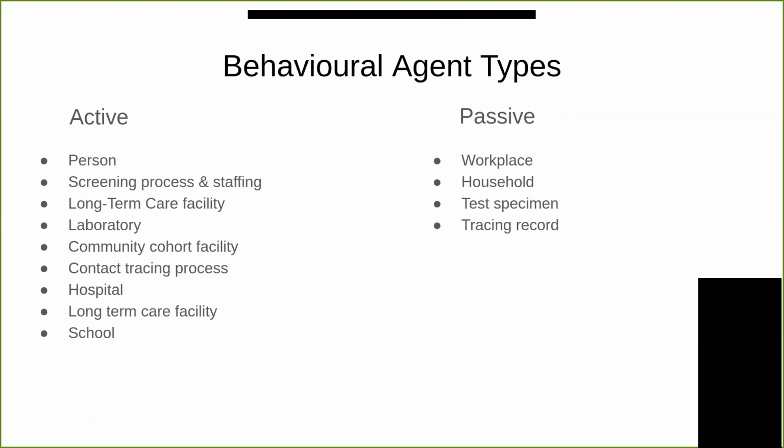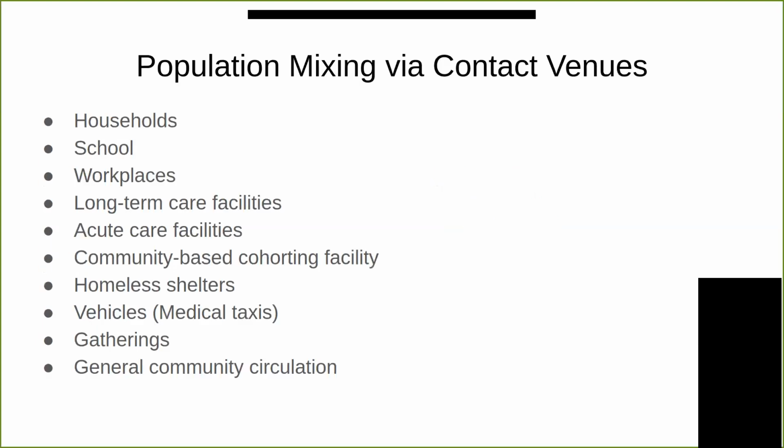Behavioral agent types in this model include a variety of active agents as well as passive, where active include persons, but other representations at a facility level. And the models, being geographically situated, characterize population mixing not only within the community as a whole, but also in particular structured contexts, such as schools, workplaces, long-term care facilities, acute care, homeless shelters, etc.